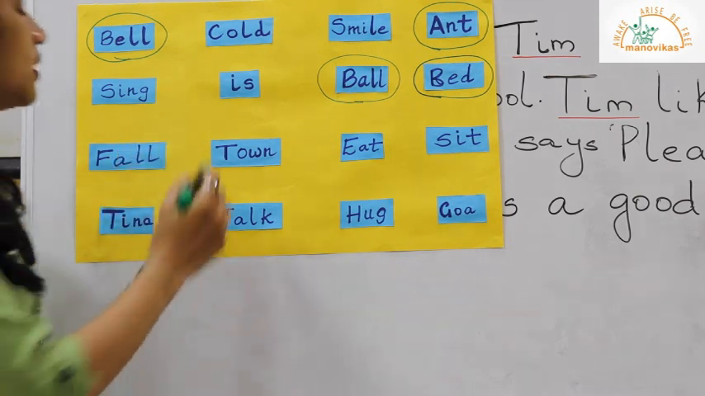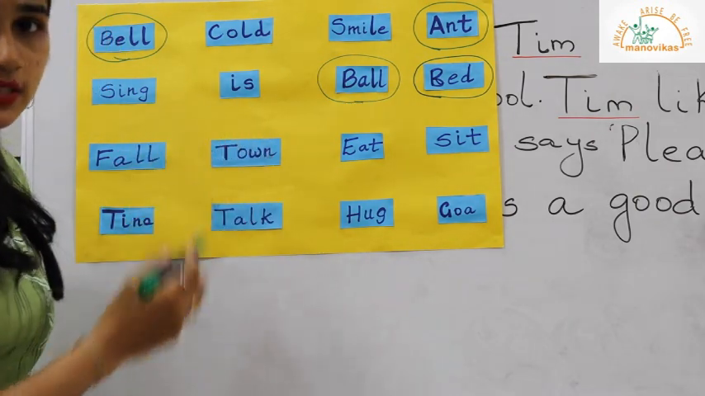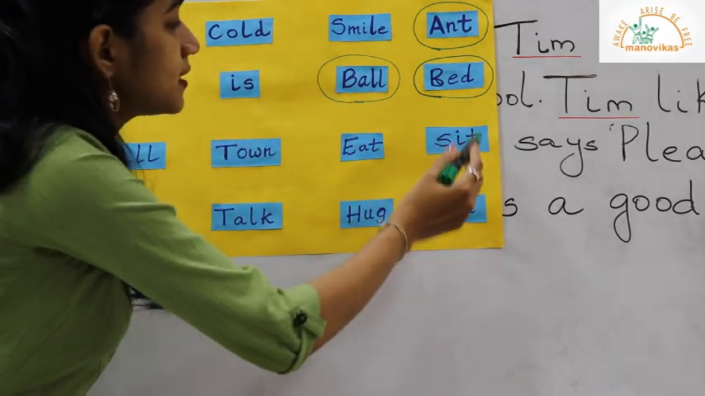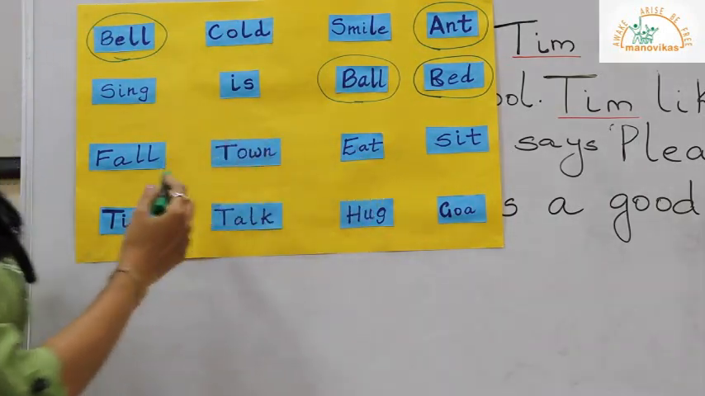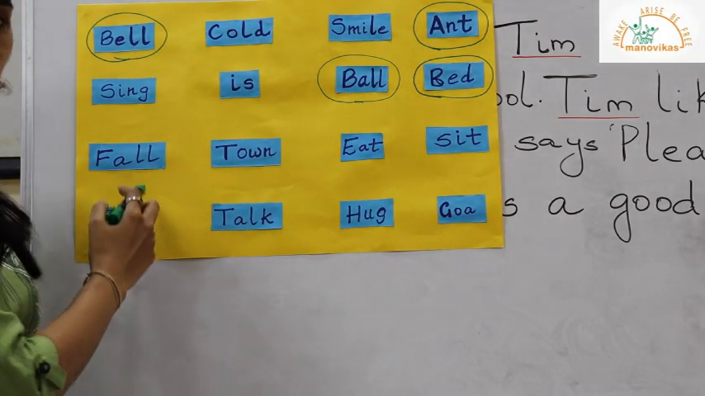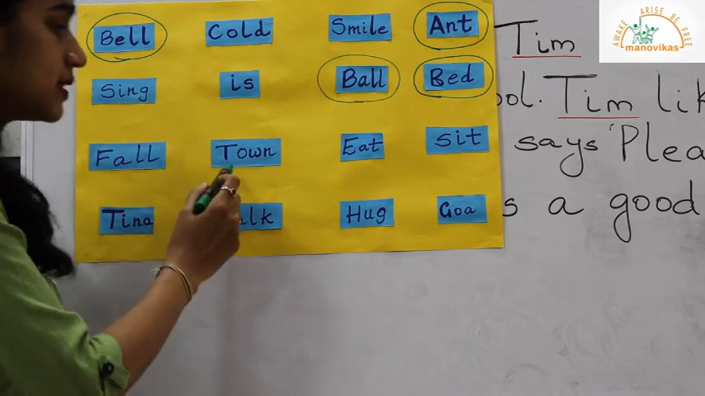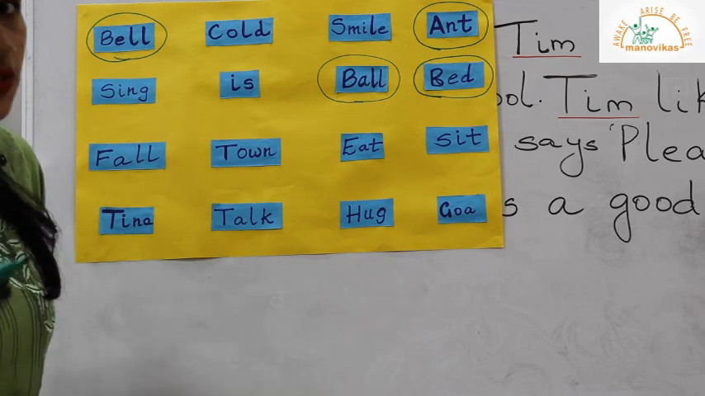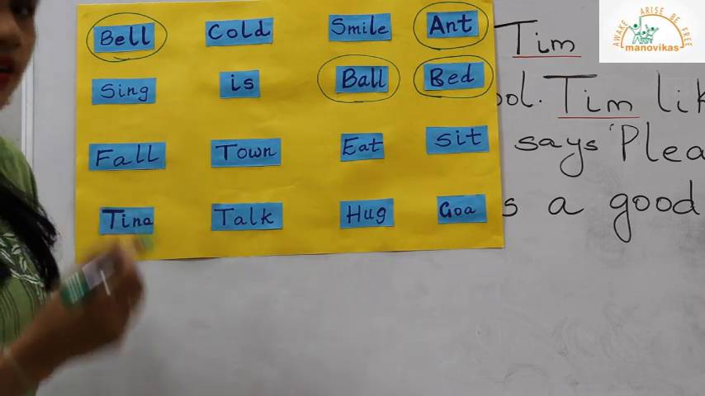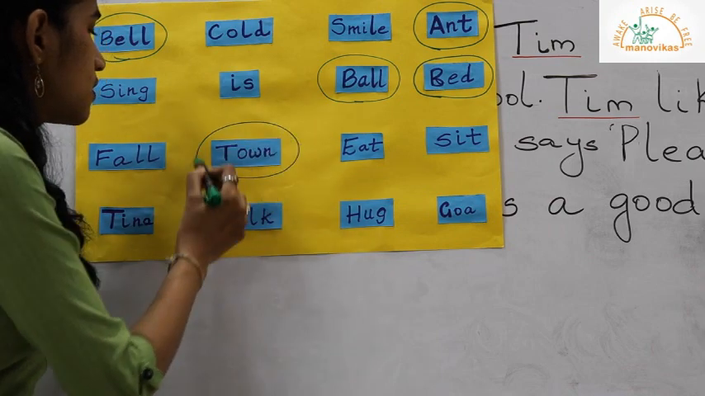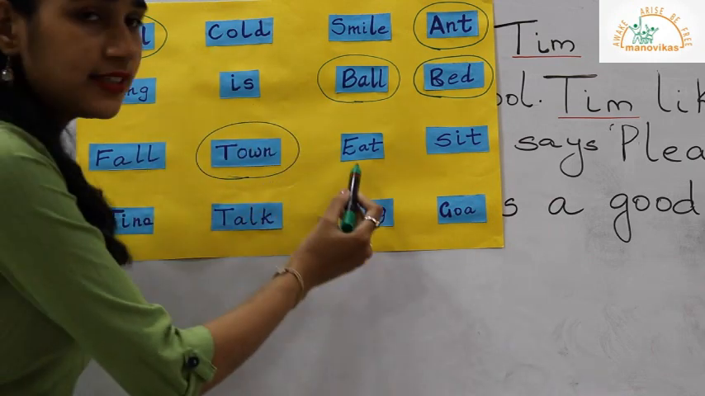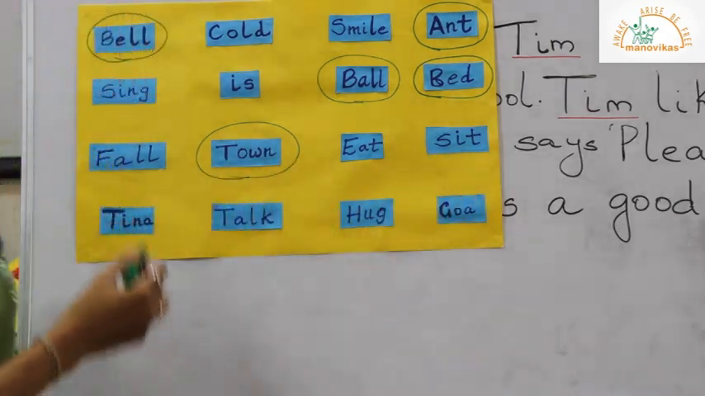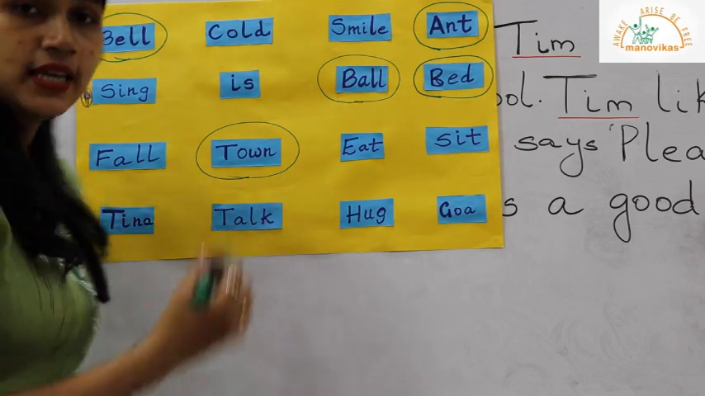F-A-L-L, fall. T-O-W-N, town. E-A-T, eat. S-I-T, sit. Which word among these is a noun? Is it fall? No. Is it town? Yes, you are right. Town is a naming word used for a place. Hence, it is a noun. Eat? No. Sit? No. So let's go to the next remaining line.